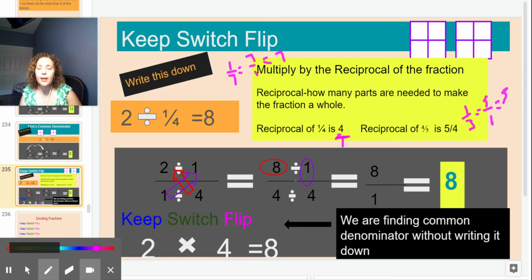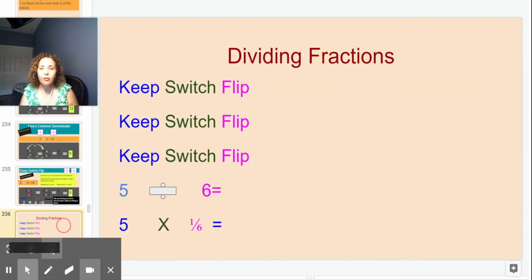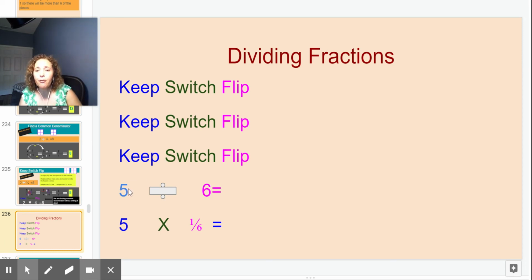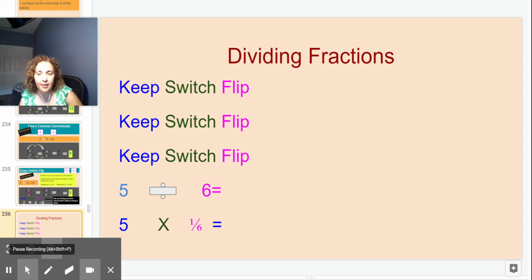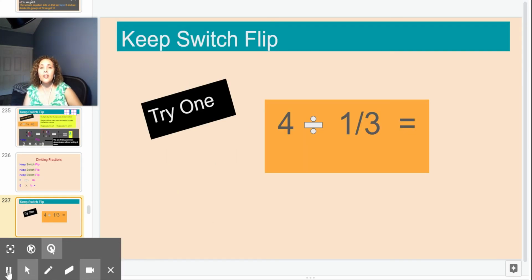So say it with me. Keep, switch, flip. Keep, switch, flip. So for dividing fractions, keep, switch, flip. You keep the first number, you switch your operation, and you flip your second number, and then multiply like normal, right? Easy peasy. Did I rock your world? Hopefully I did. Okay. All right, so try one.